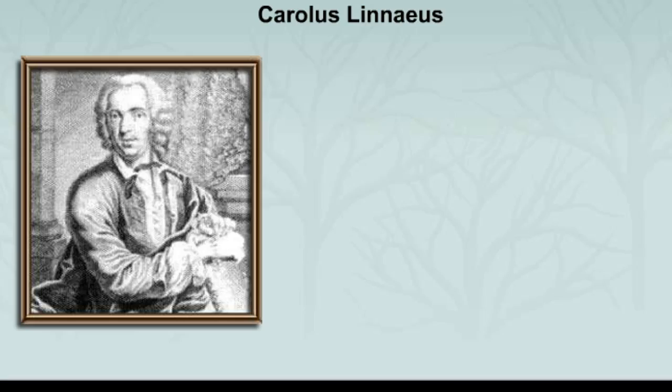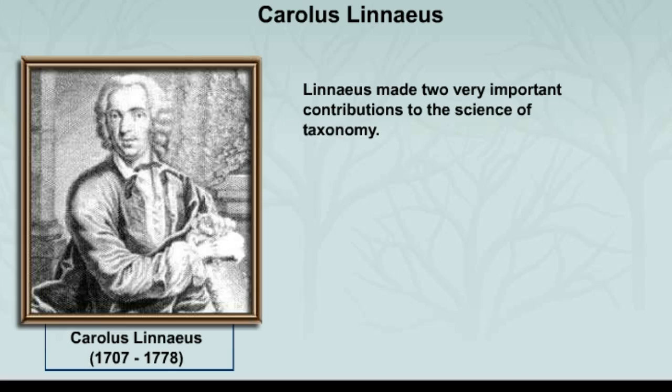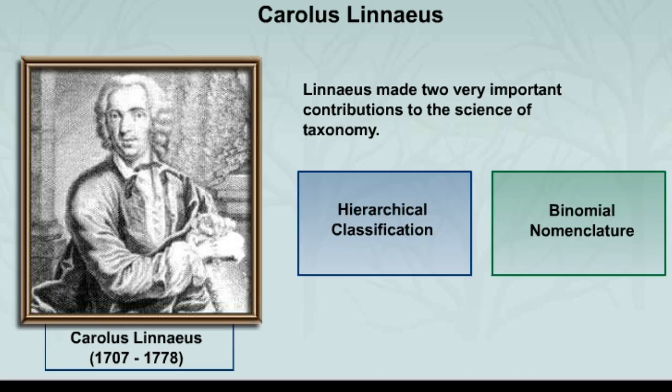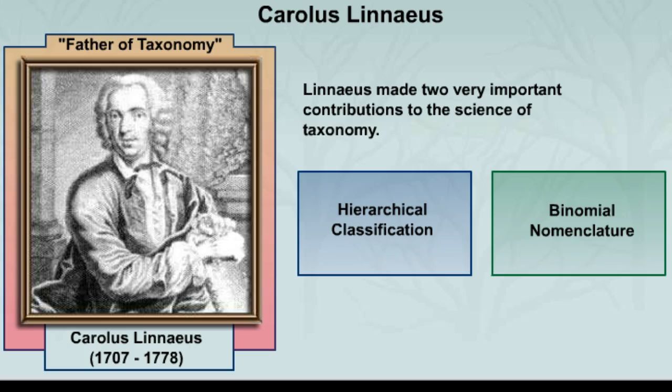In the 1800s, a Swedish scientist named Carolus Linnaeus made two very important contributions to the science of taxonomy. He created two systems that led to him eventually being known as the father of taxonomy. Linnaeus figured out a logical way to group organisms together. It is called hierarchical classification. He also figured out a standard way to name organisms. It is called binomial nomenclature.